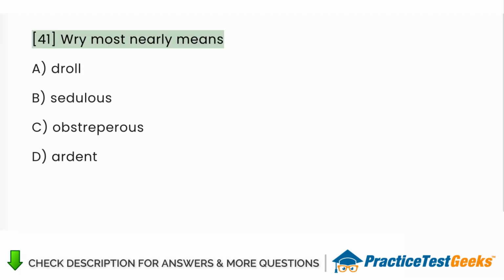Rhyme most nearly means A. Droll. B. Sedulous. C. Obstreperous. D. Ardent.